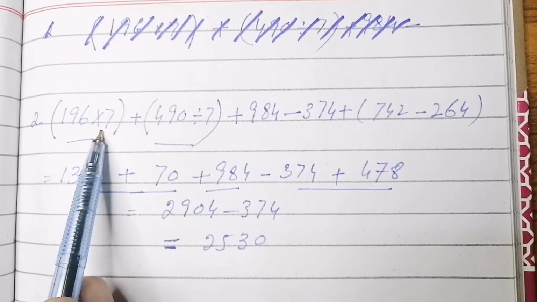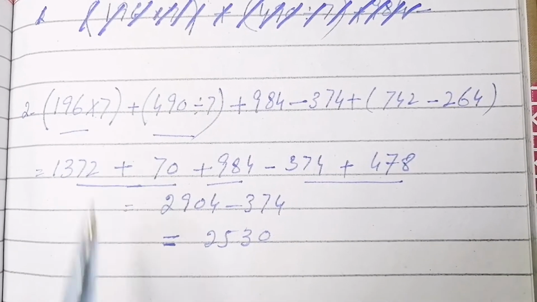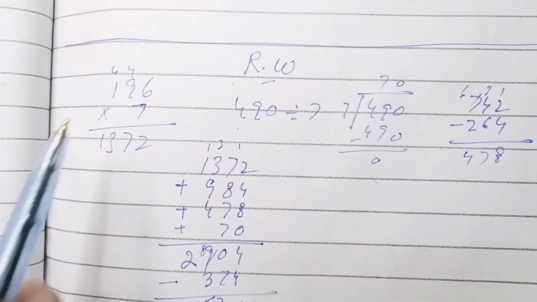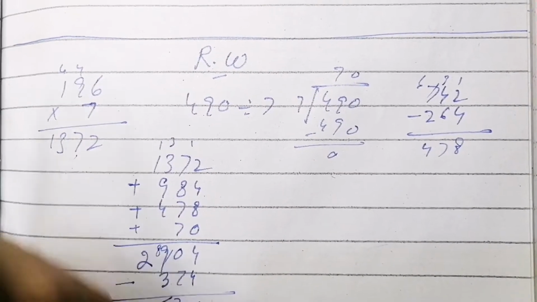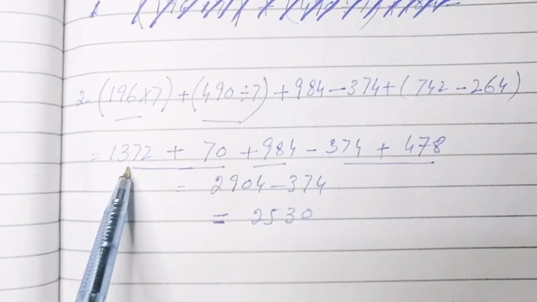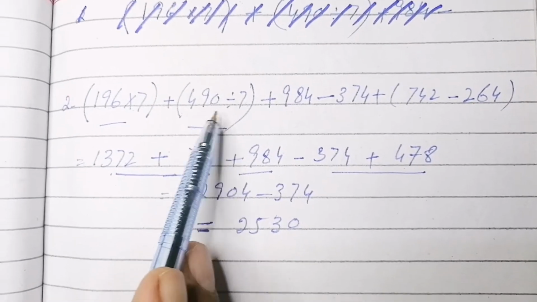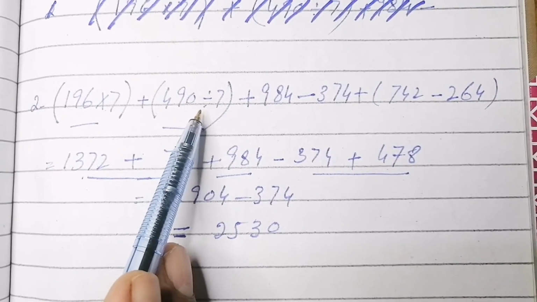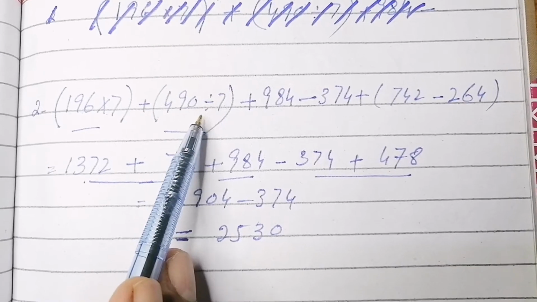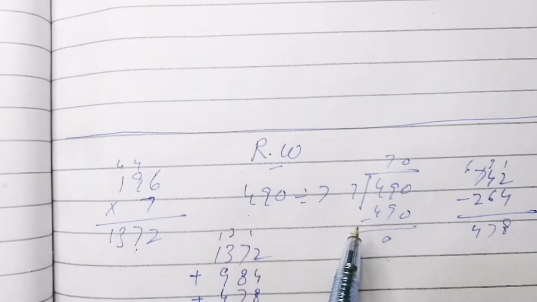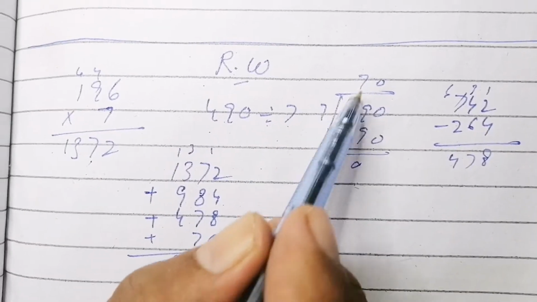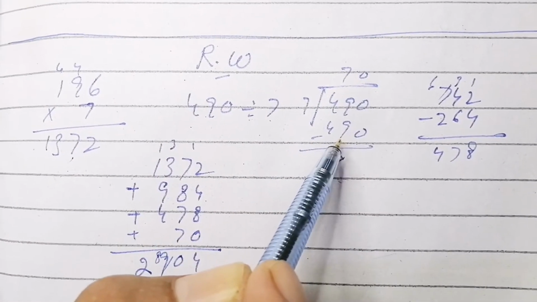So we'll multiply 196 by 7. Here I have done this: 196 multiplied by 7 is 1372. So here we have written 1372, and in the same step we have solved the bracket division given here, 490 divided by 7. So here I have done this, right? 490 divided by 7, the answer is 70.